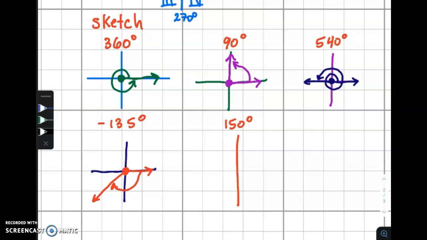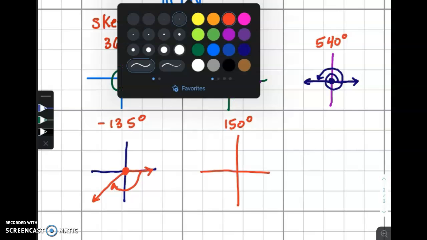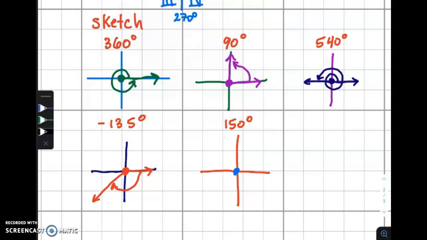150, we're positive again. So you're going to start on the positive x-axis and the origin. You're going to rotate counterclockwise past 90, not quite to 180. 150 is going to land in quadrant 2.